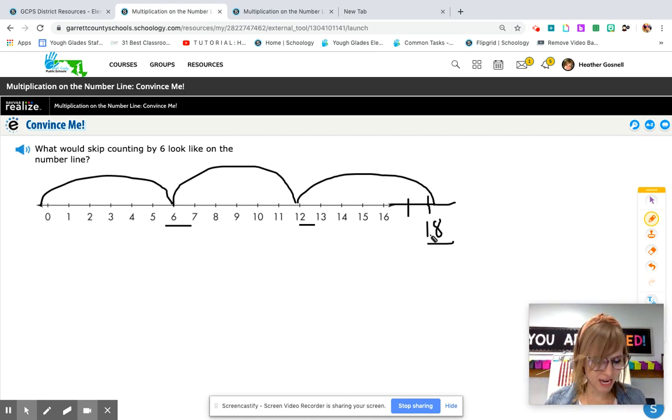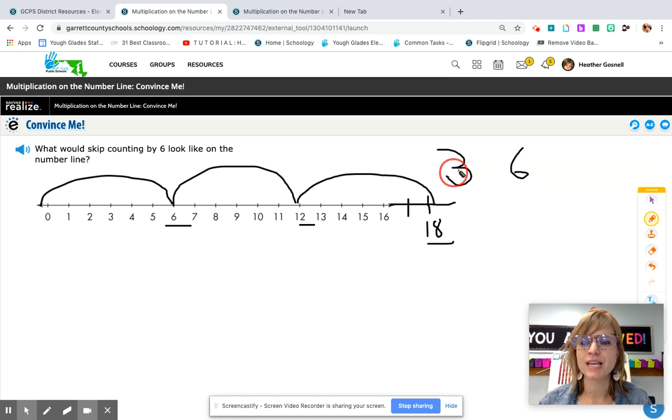Now the number line shows you the jumps. Remember that. It shows you the jumps. So if we were creating a multiplication problem, let's say 6 would not be the first factor. The number of jumps would be the first factor. 6 would be how many in each jump. See that? So this actually shows 3 times 6 equals 18.